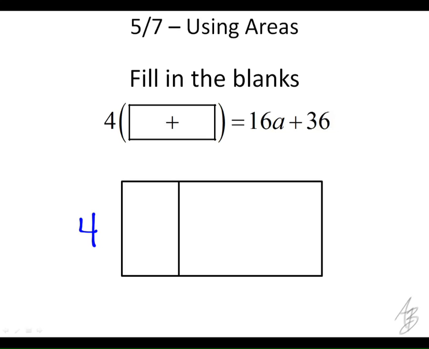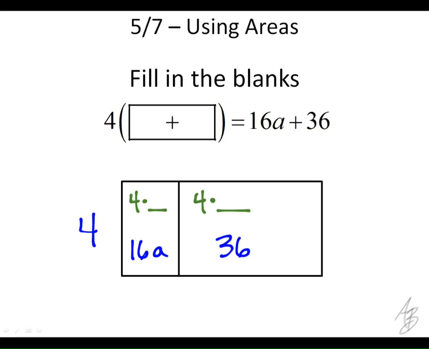Okay, where is the 16A going to go? That's going to be the area of the first rectangle. And where's the 36 going to go? It's the area of the second rectangle. All right, so now to get these areas, we're going to take the height of the rectangle, which is 4, and we're going to multiply it by something. So we're going to have 4 times something here to get 16A, and we're going to have 4 times something else here to get the 36.